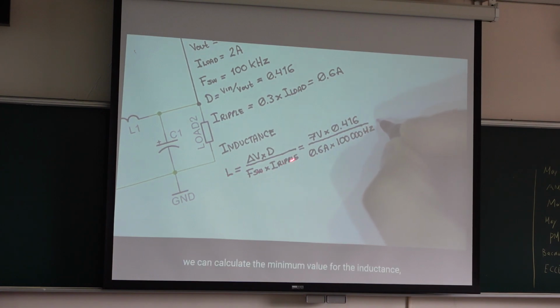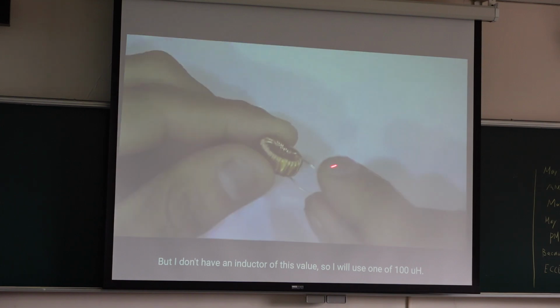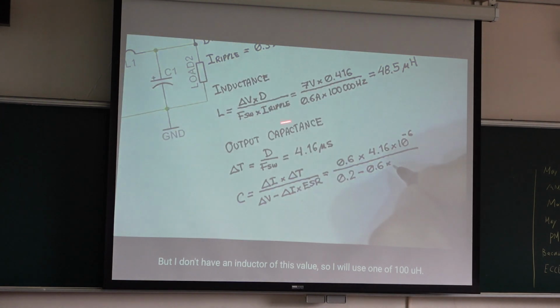La corriente máxima permitida y el ciclo de trabajo nos permiten calcular el valor mínimo para la inductancia, la cual resulta en alrededor de 48.9 microhenry. Con ese valor, así que usaré un inductor de 100 microhenrios.